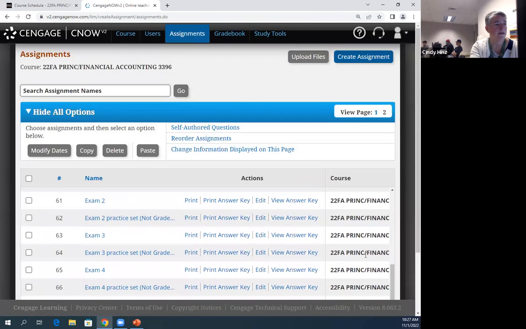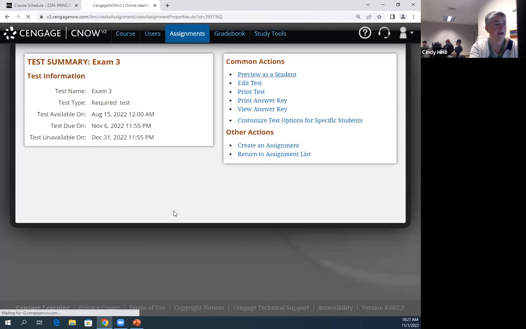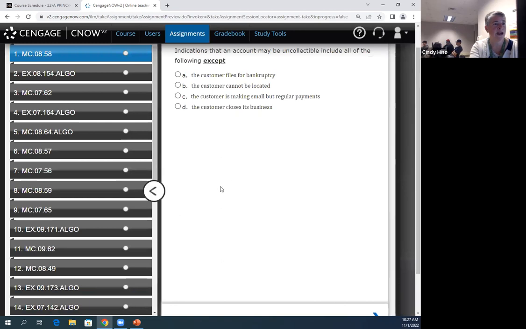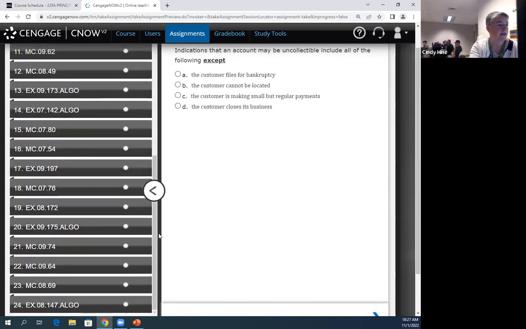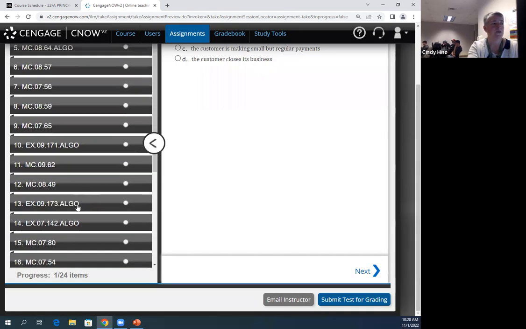And then let's go to the exam. So again, the exam has a 3-hour time limit. Once you hit that Start Test Now button, you are committed to a maximum of the next 3 hours. This exam has just 24 questions on it. As with the first 2 exams, it's a mix, you can see, of multiple choice and exercises.